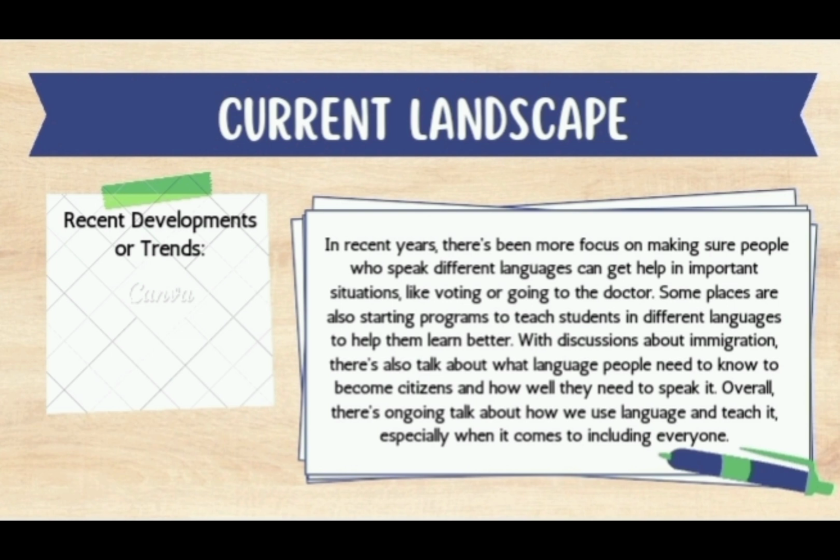And for the recent developments or trends, in recent years, there has been more focus on making sure people who speak different languages can get help in important situations like voting or going to the doctor. Some places are also starting programs to teach students in different languages to help them learn better. With discussions about immigration, there is also talk about what language people need to know to become citizens and how well they need to speak it. So overall, there is ongoing talk about how we use language and teach it, especially when it comes to including everyone.